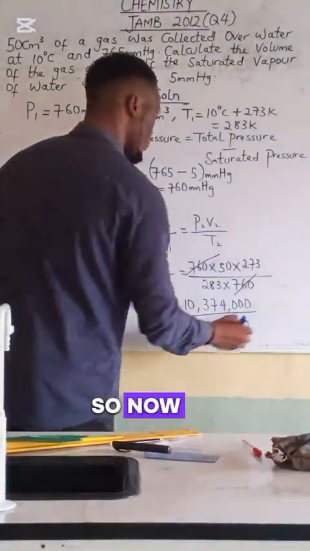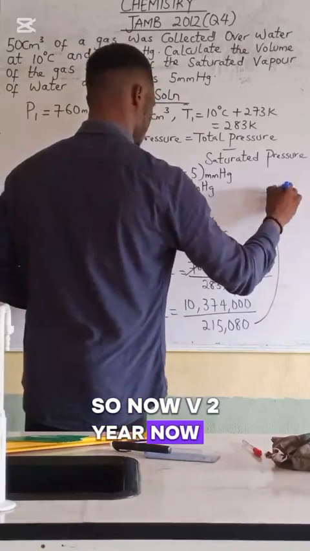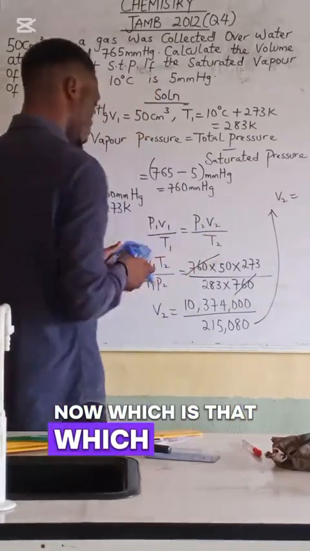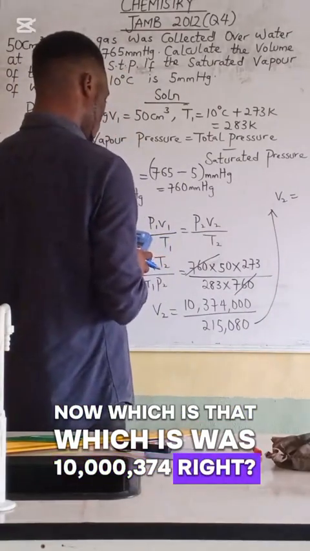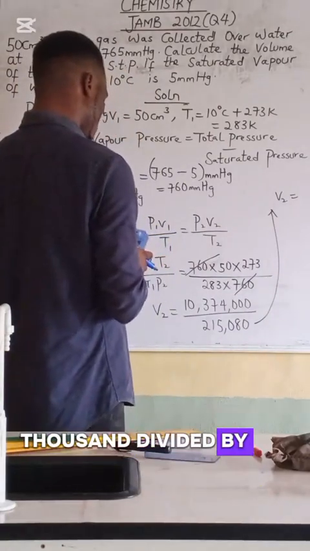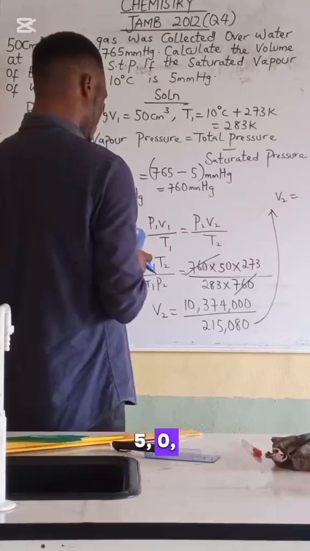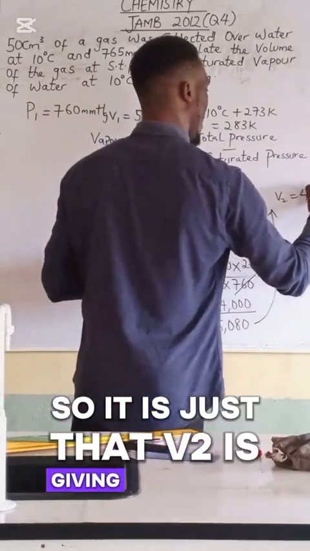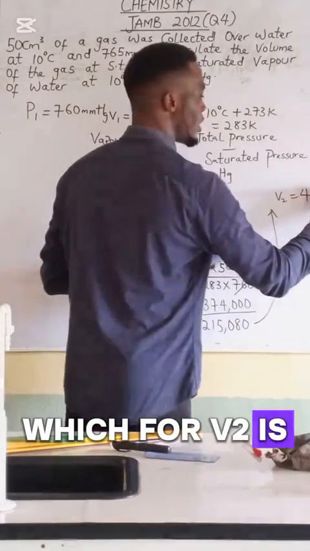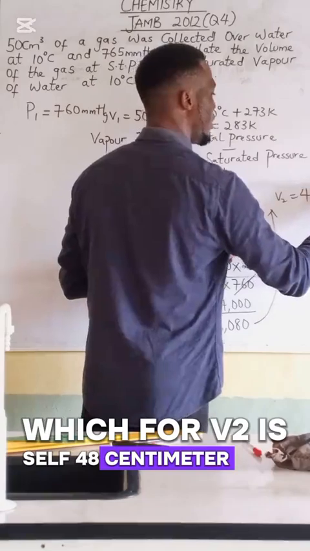So V2 is 10,374,000 divided by 215,080. That gives our answer: V2 is 48 cm³.